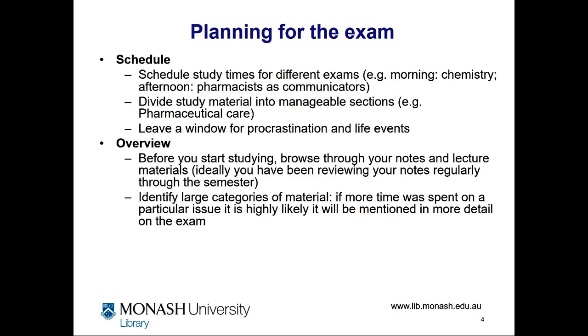The next thing you should be looking at is a broad overview. Rather than jumping into the material and starting to scan every single page, paragraph after paragraph, what you may want to do is to browse through your notes and lecture materials, which ideally you have been reviewing regularly through the semester, and get a sense of large categories or chunks of material. What you may find out is that yes, you do have 200 pages of text to read through, but all those 200 pages amount to 5 or 6 categories, and once you get a sense of those categories, it'll be easier to grasp the detail on the pages.